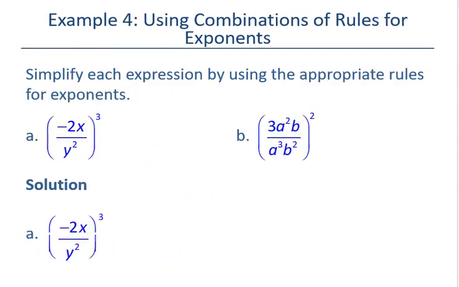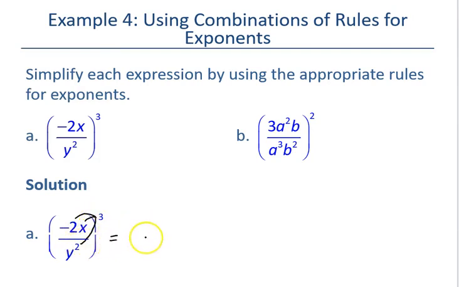All right, example 4, let's simplify each expression using the appropriate rules for exponents. Notice this first one here. We've got negative 2x all over y squared, all of that raised to the power of 3. Whenever we start working on this, let's go ahead and start distributing this power. We're going to bring this guy here, and I'm also going to bring him here.